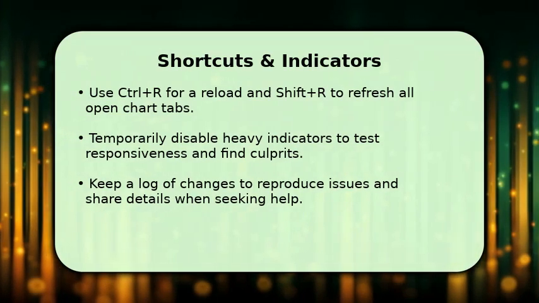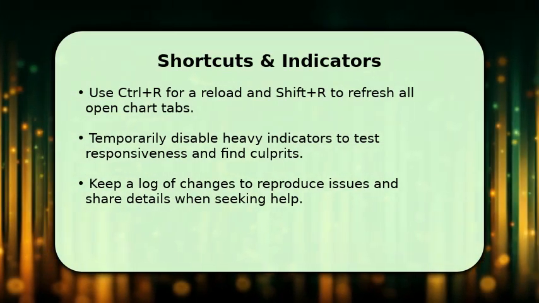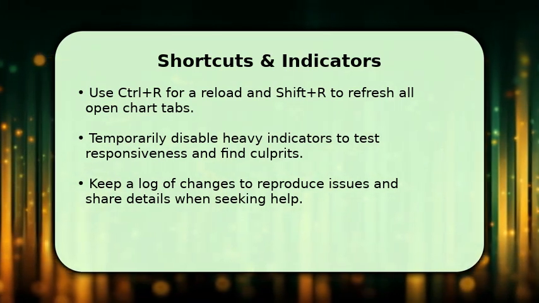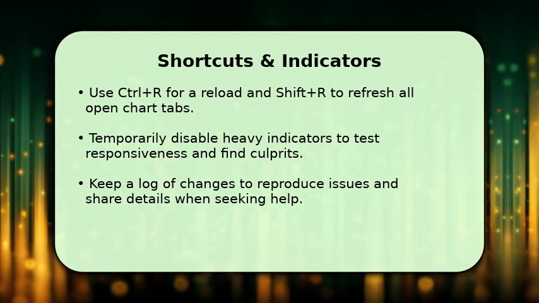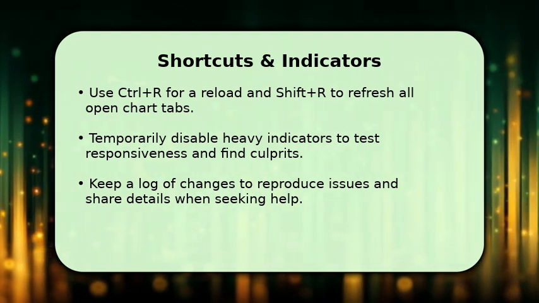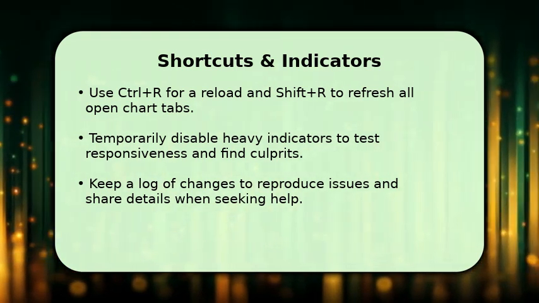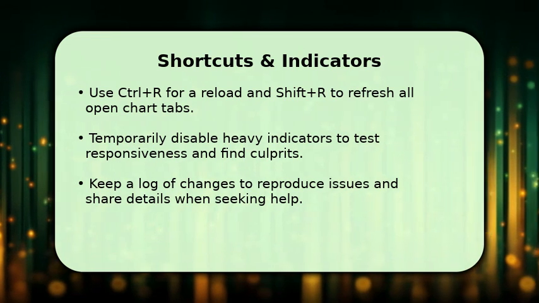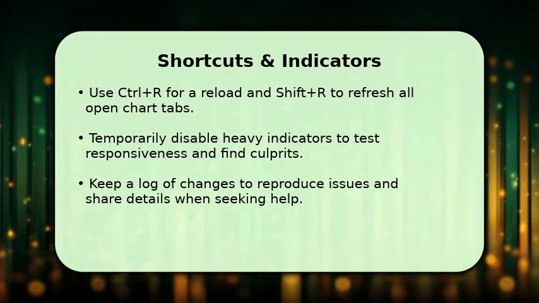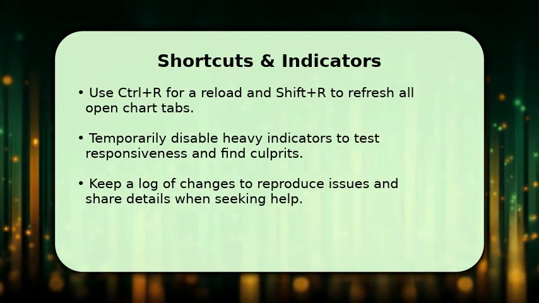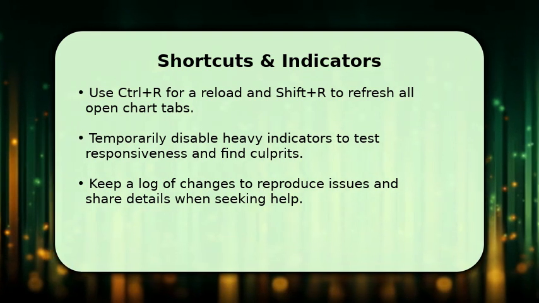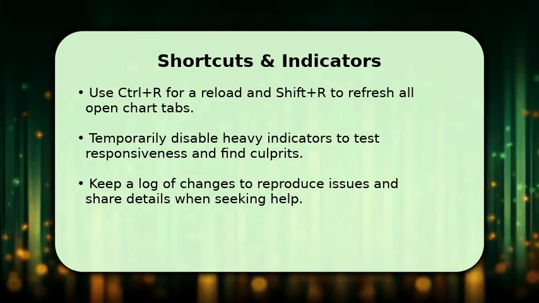Keyboard shortcut speed refreshes. Use Ctrl plus R for a quick reload and Shift plus R to refresh all chart tabs. Temporarily disable heavy indicators or reduce historical bars to restore responsiveness, then re-enable one at a time to find the offender. For persistent data gaps, check your internet health and contact your data provider with a clear timestamp and symbol to resolve feed inconsistencies faster.